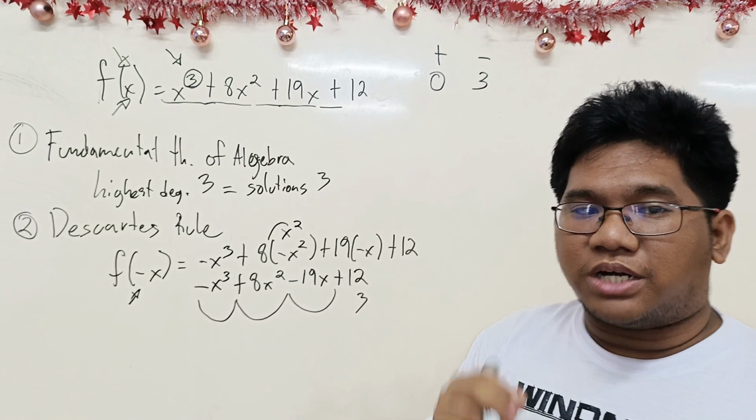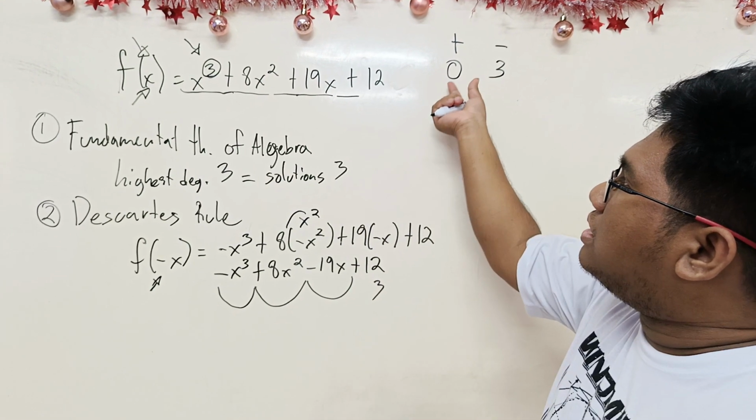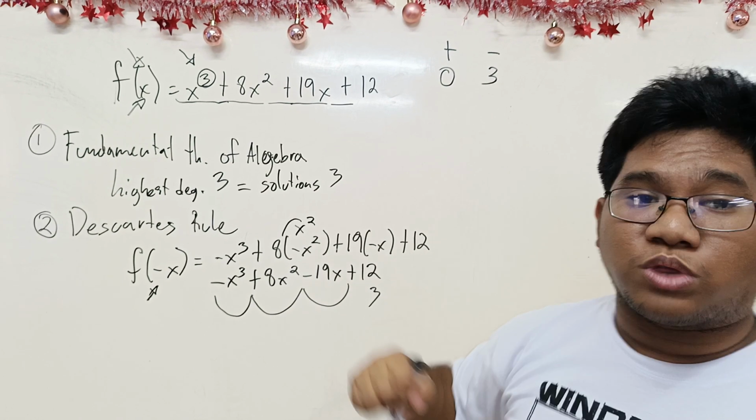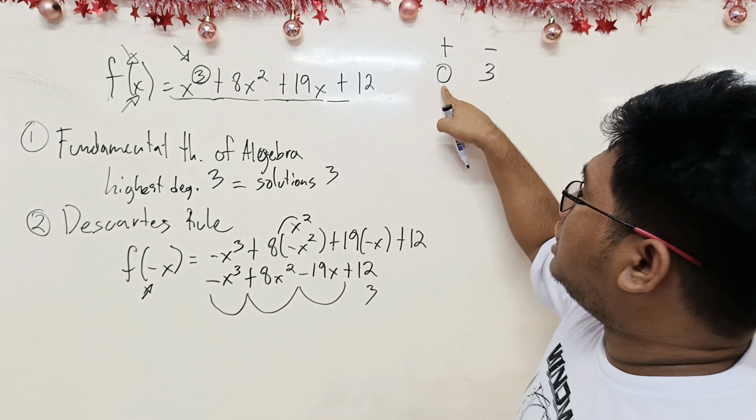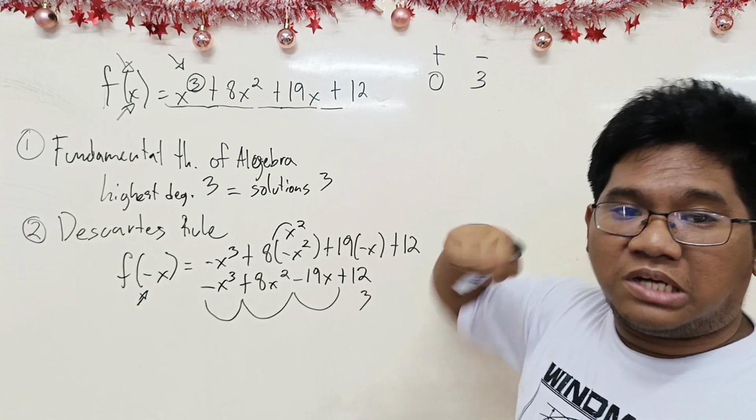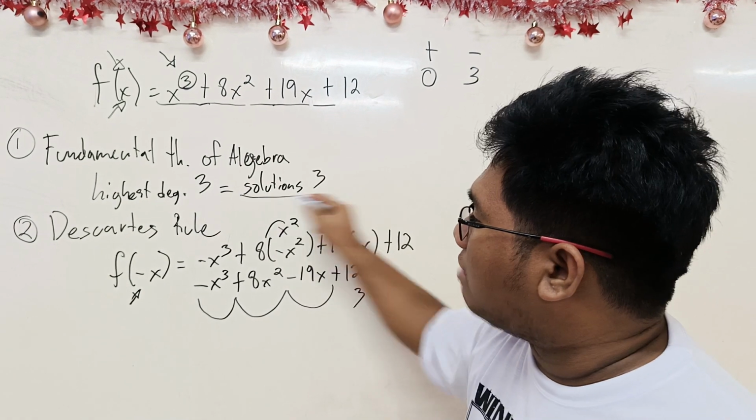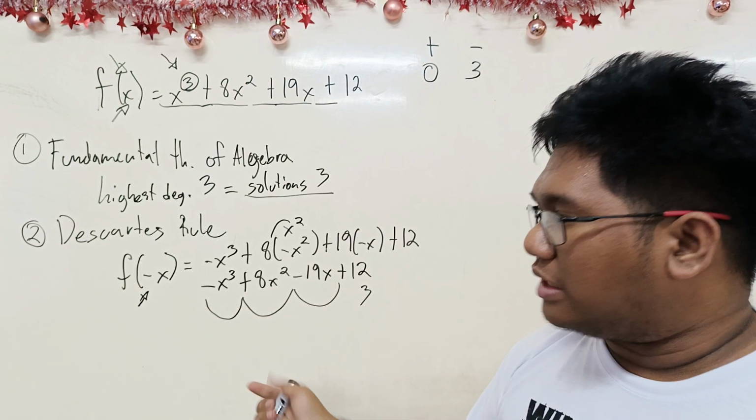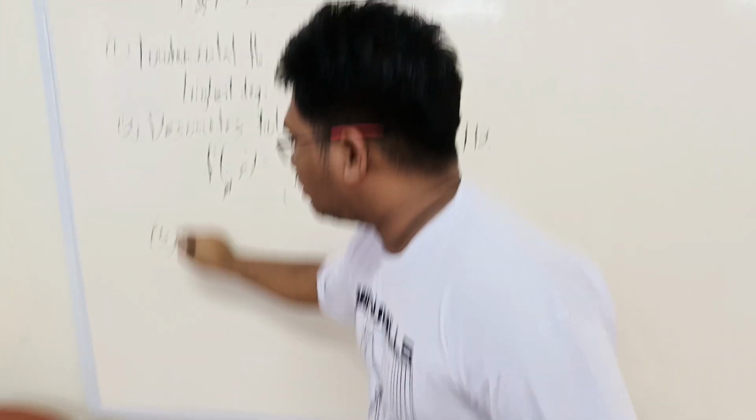Now, according to Descartes' rule, whenever we add the number of positive 0 and the negative 0, we should get the total solutions. So 0 plus 3, that would be 3. And that matches the number of solutions that we have. Okay, now let's proceed with the rational 0 theorem.